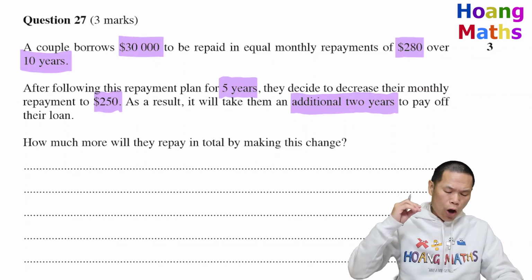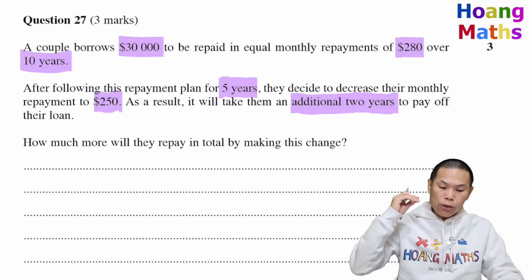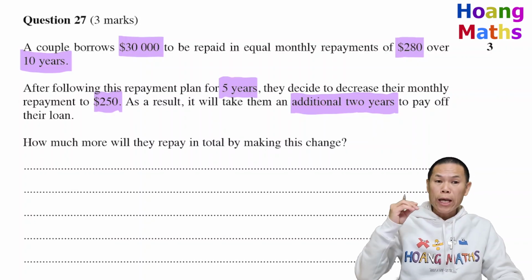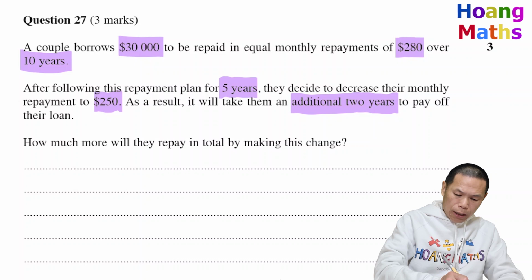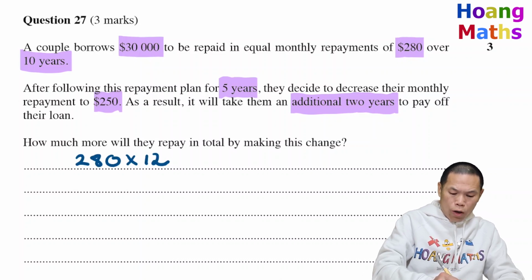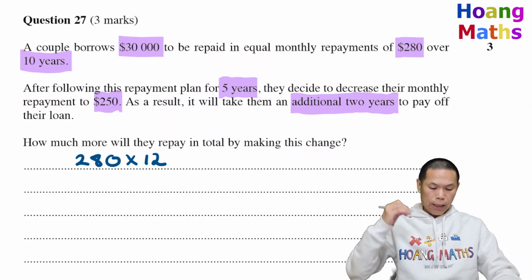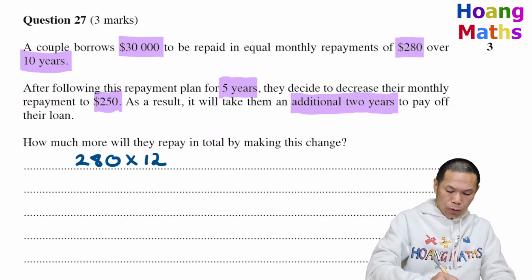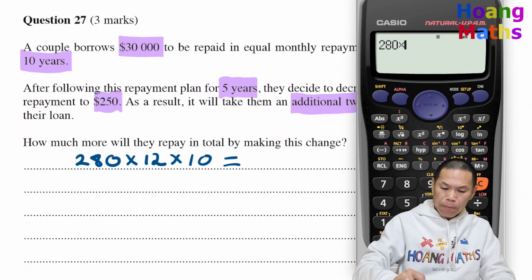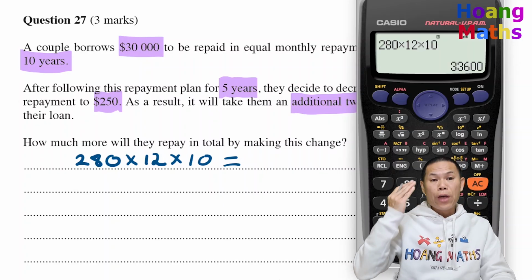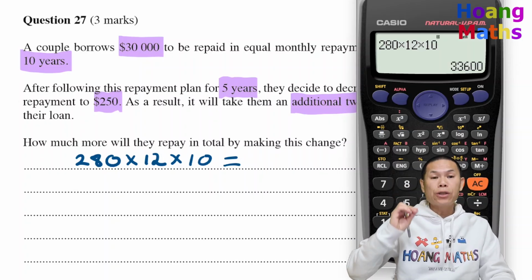So let's just work out the original plan first. That is $280 for 10 years. So the total repayment for this amount is 280 times 12, because there are 12 months in a year, and this is for 10 years, so times 10. So I just go 280 times 12 times 10. There you go. $33,600.